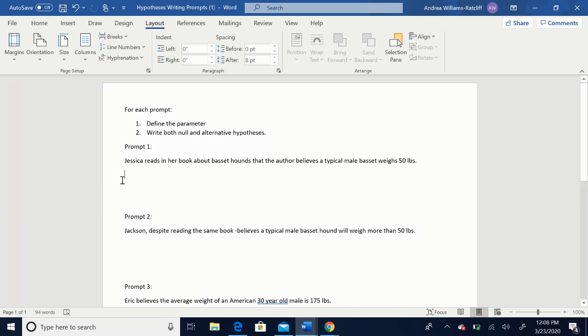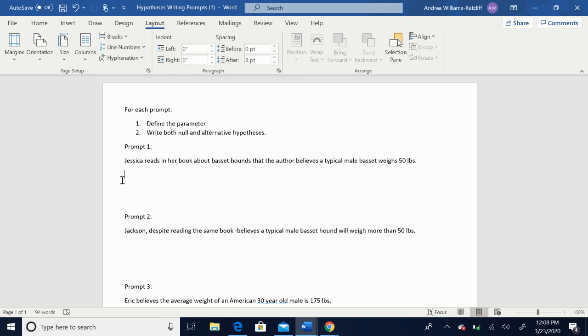Jessica reads in her book about basset hounds that the author believes a typical male basset weighs 50 pounds. So we're going to start out first by defining the parameter. What are we talking about here? Our parameter is always going to be one of two things: a population mean or a population proportion. How do we decide? A mean is when we're collecting data about a numerical variable. A proportion would be data about a categorical variable, like a percentage of people that agree with a concept, where the answer would be yes or no.